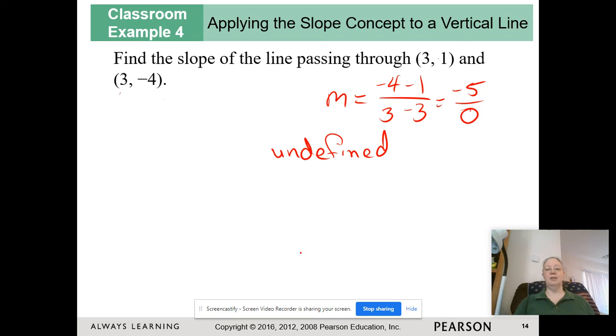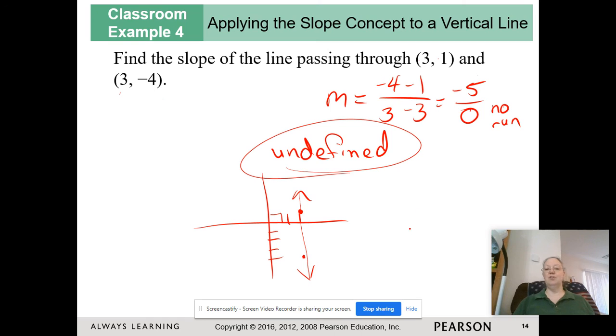Okay, slope is undefined. And again, just to give you a picture of what's happening, 1, 2, 3, and 1, 2, 3, 4. Notice this time I have a vertical line. That's because there's no run. It does not tilt one way or the other. There's no run. So any vertical line will have a slope that's undefined.